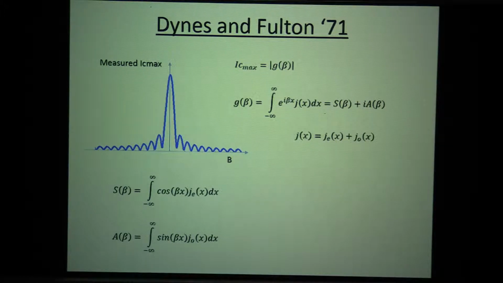Obviously, if there was no odd part, the Fourier transform is real. And if it's real, it could only acquire a plus or a minus sign, which means that the nodes always must cross zero. And so the nodes can't be lifted. For a symmetric current distribution, nodes can never be lifted.